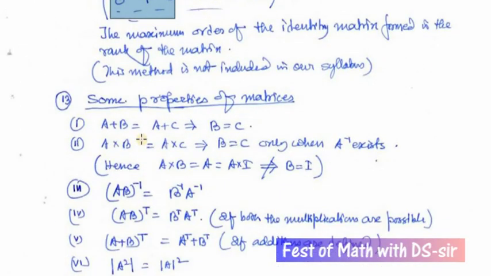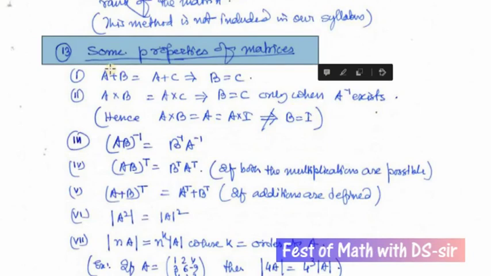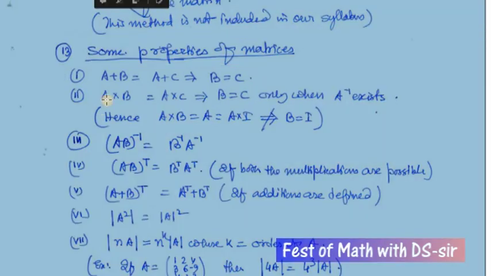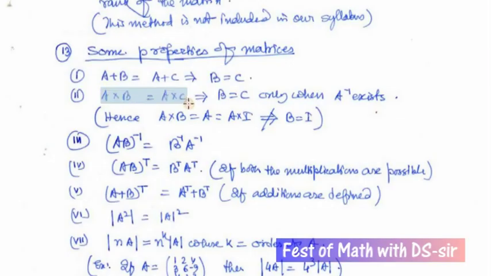Now, the algebra of matrices, some properties of that, very important. First, A plus B is equal to A plus C implies B is equal to C. That you can prove very easily. A plus B is equal to A plus C implies B is equal to C. Next, see, A into B is equal to A into C.